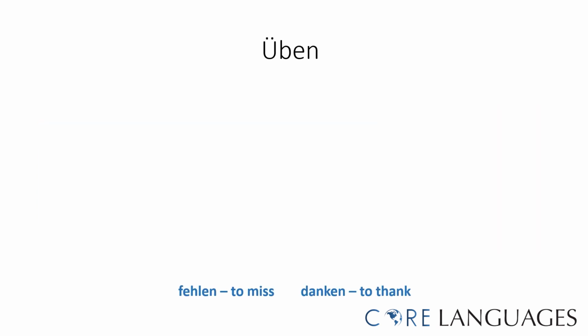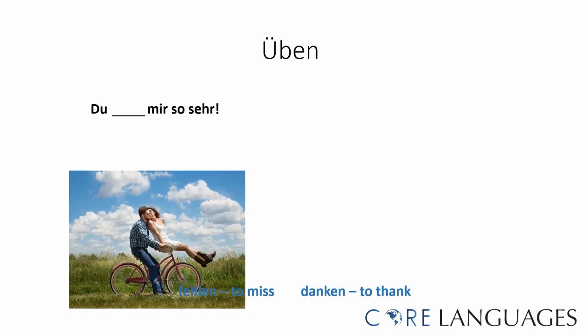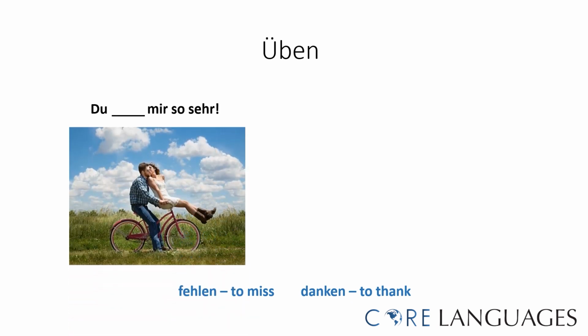Üben wir. Look at the following two pictures and sentences and choose between the verbs fehlen, to miss, and danken, to thank. Again, pay close attention to the indirect object that follows the dative verb. Du mir so sehr. The correct verb would be du fehlst mir so sehr. I could loosely translate it by saying, I miss you so much, but if I were to translate it directly, I would say, you're missing to me so much.